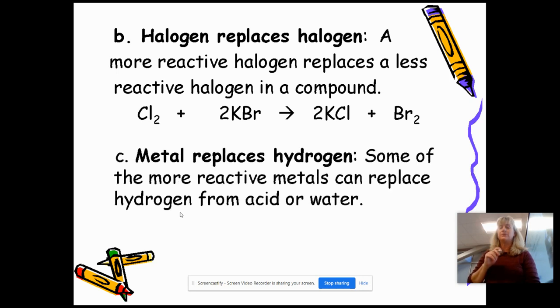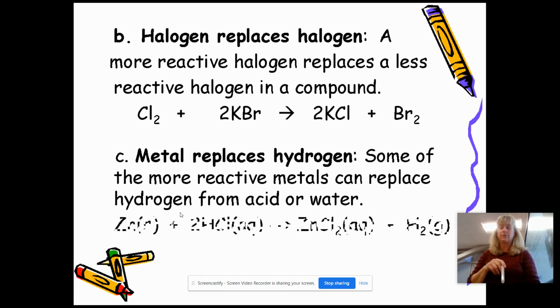And some metals can replace hydrogen if the metal is reactive enough. So this is also on the activity series that we're going to look at here in a second, that if a metal is reactive enough, it can replace hydrogen from acid. And if it's really reactive, it can replace hydrogen from water.